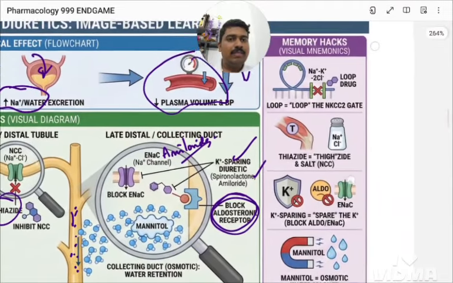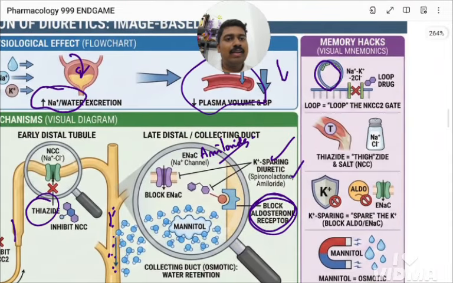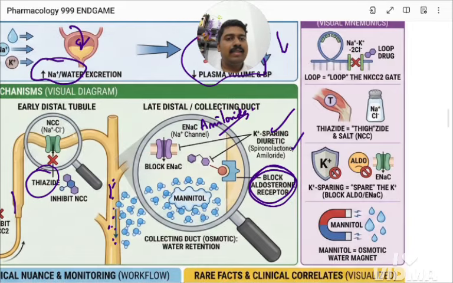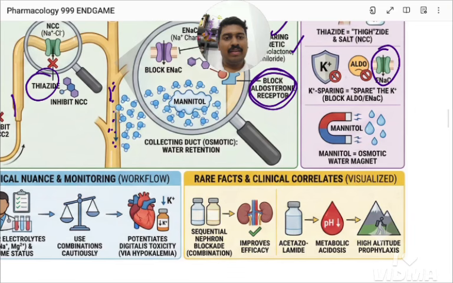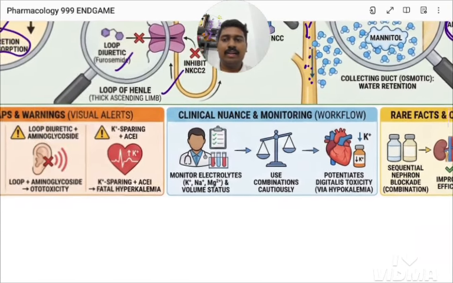So how to remember this? See here, loop diuretics means it is like a loop here: sodium, potassium, 2 chloride. Next, thiazide is thi and zide. Basically I don't know how you remember this. Next, potassium sparing acts on aldosterone and ENaC channels. And next is mannitol, which causes an osmotic gradient.